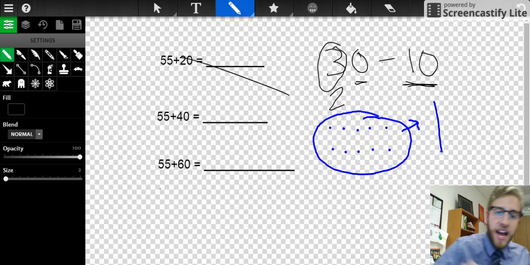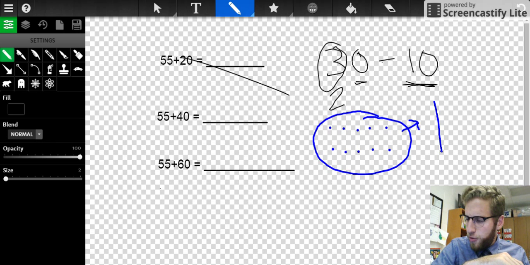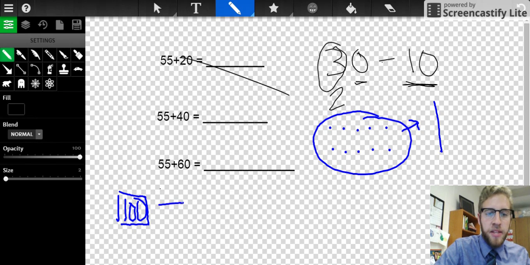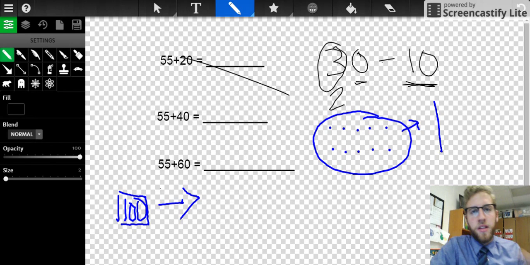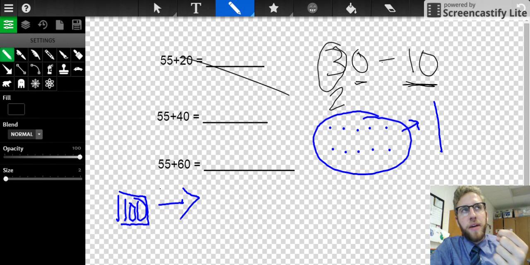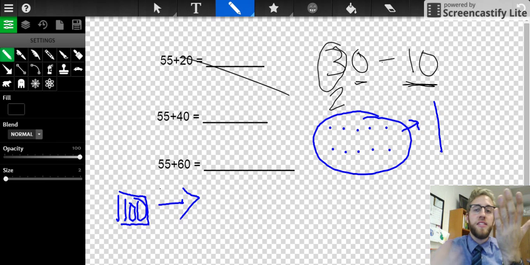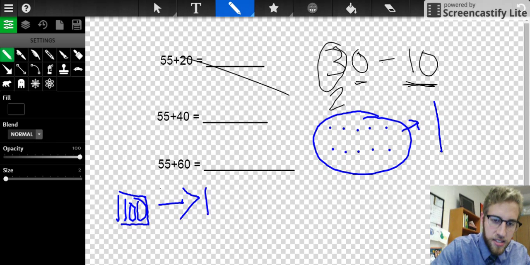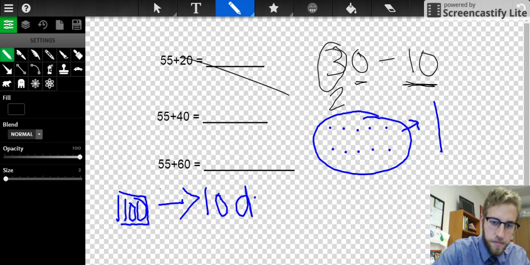So we know right now that if we have 100 pennies, let's pretend we have 100 pennies. Think about how many dimes that would be. Let's count. We've got 100 pennies. We're going to count by tens like they're dimes right now. So 10, 20, 30, 40, 50, 60, 70, 80, 90, 100 cents. So I had 10 dimes. So 100 cents is really just 10 dimes.